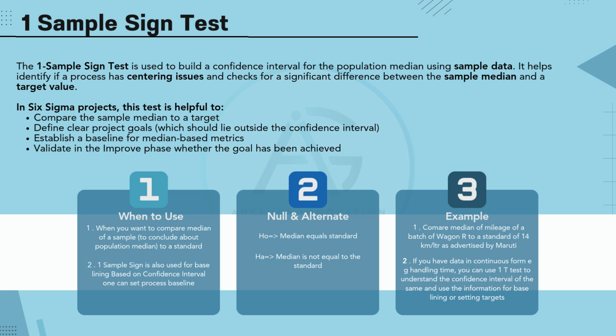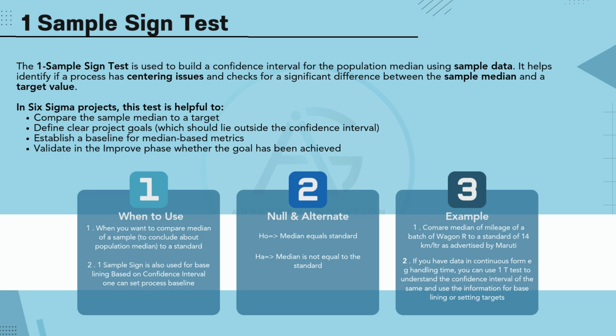Why it's important in Six Sigma. It helps to compare the sample median to a target. Very useful when validating goals in the improve phase. It helps define project goals, especially when setting targets that should lie outside the confidence interval. You can also establish baseline performance based on median values when mean isn't reliable.